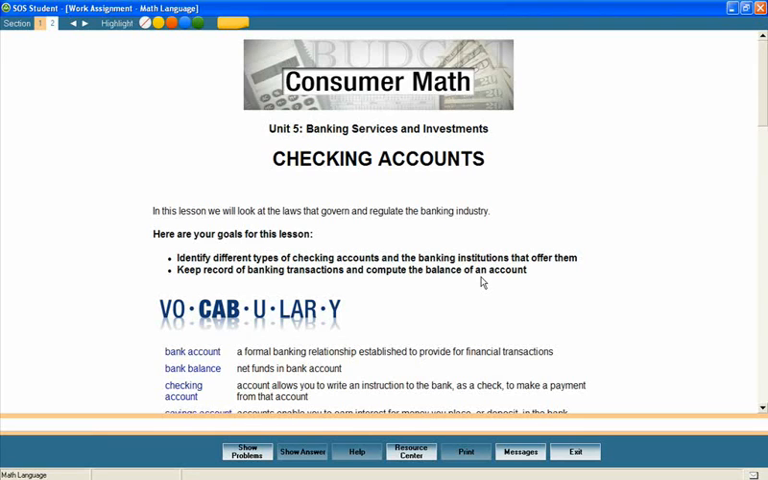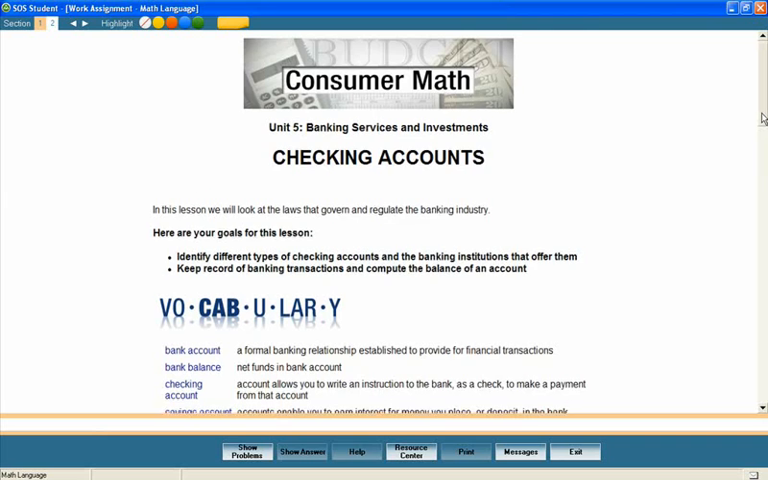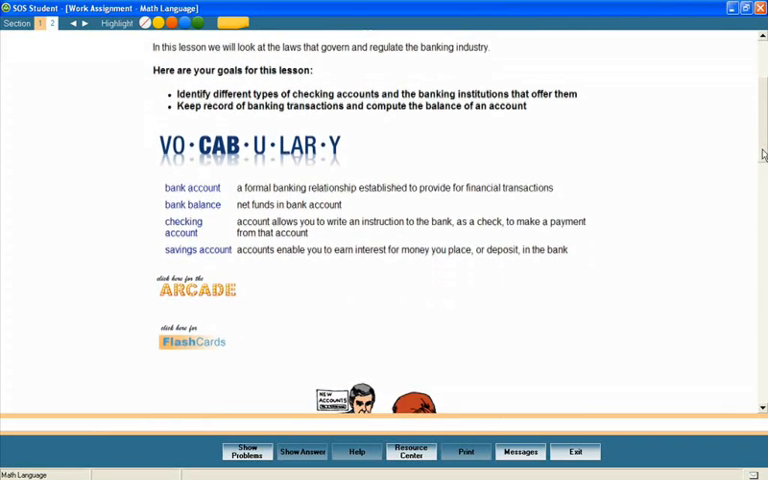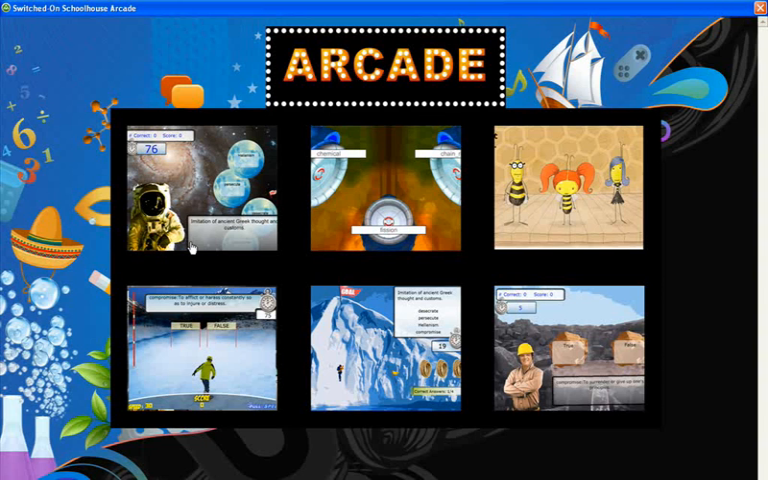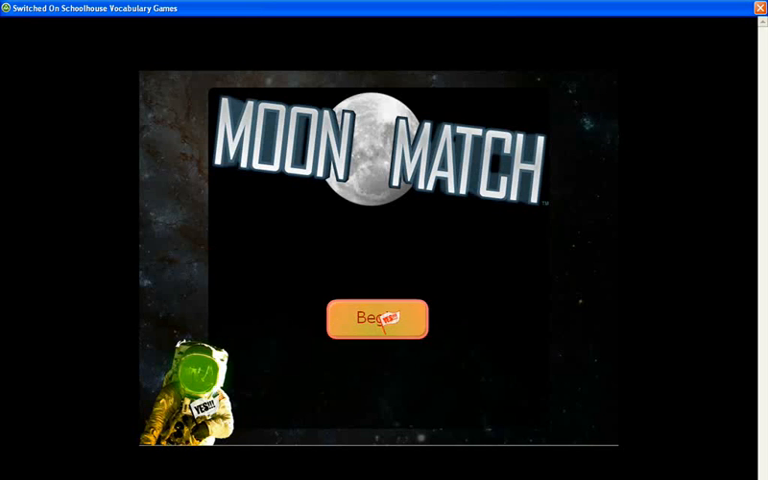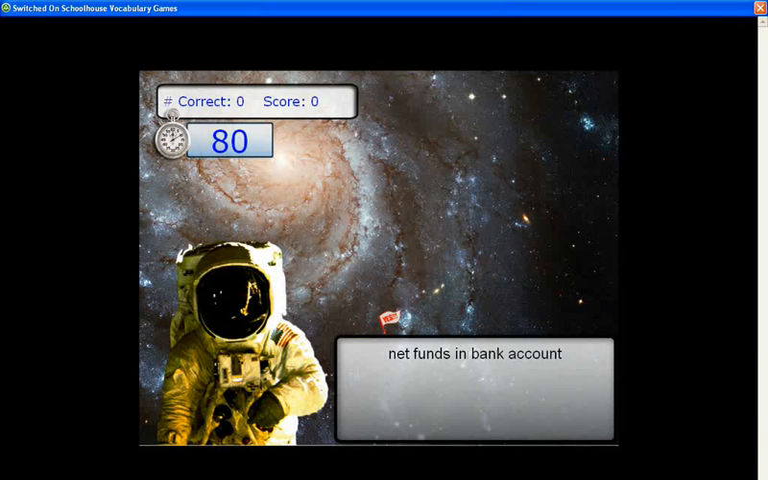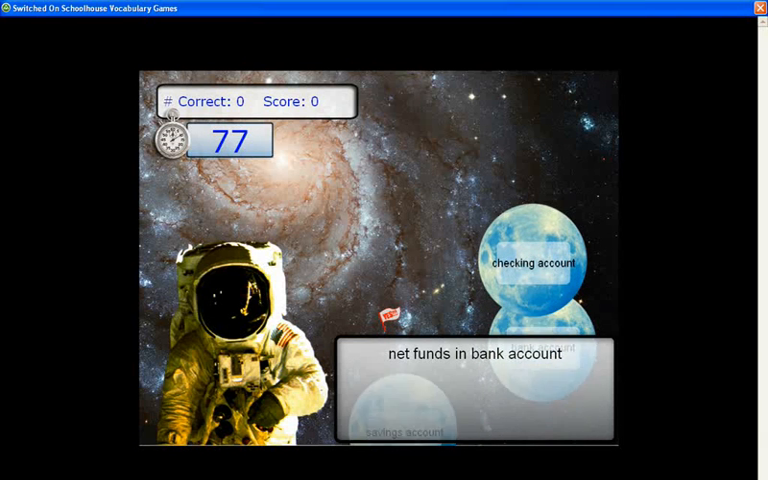At the beginning of most lessons, students will also encounter a list of vocabulary words that will be used throughout the lesson. We've included review and reinforcement activities to encourage mastery of these important words. For example, students can hear the correct pronunciation of each word. Bank account, checking account. A Vocabulary Games arcade provides additional practice designed to help students to learn the spelling and definitions for the vocabulary from the lesson. Let's take a look at one of the games.